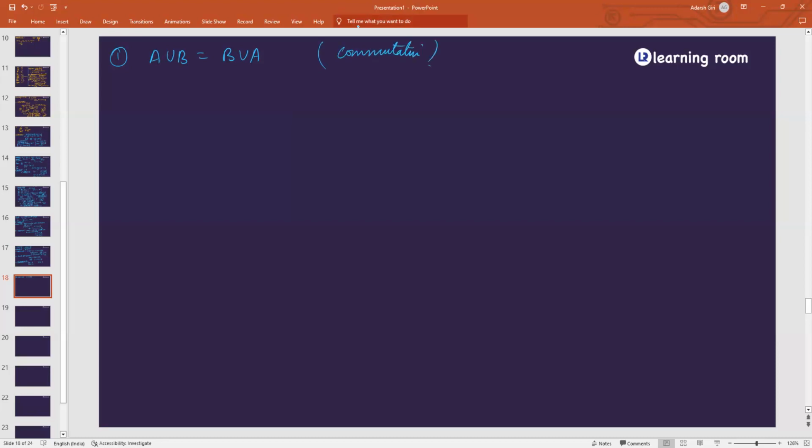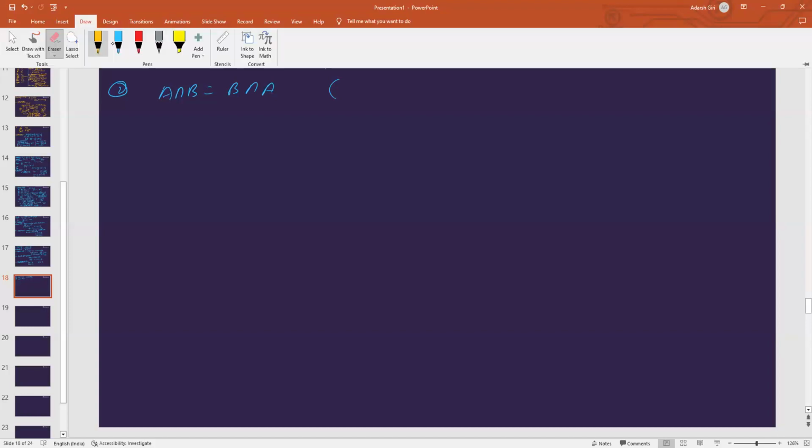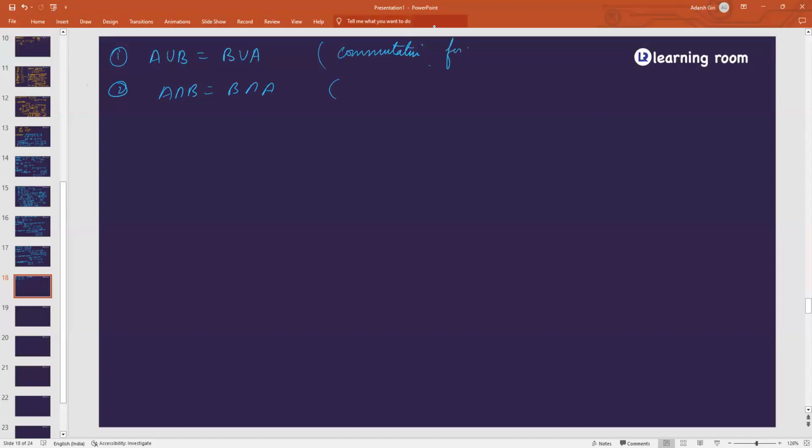Commutative. Next, if I say A intersection B should be equal to B intersection A, should it be true or false? True, sir. Think and tell me. Yes, it is true, because you just have to take the common elements between A and B or B and A. Whatever you take, you'll get the same thing. So it is commutative for intersection also.